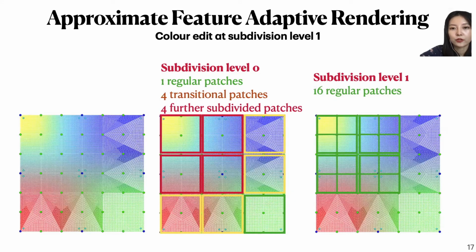Similarly, if I change the color of one vertex of this quad, there are 4 affected faces. They should be further subdivided. 4 yellow quads around them are transitional patches. The green quad is a regular patch, which is rendered with an ACC1 patch. At subdivision level 1, the 4 affected quads are further subdivided into 16 quads and then rendered with ACC1 patches.